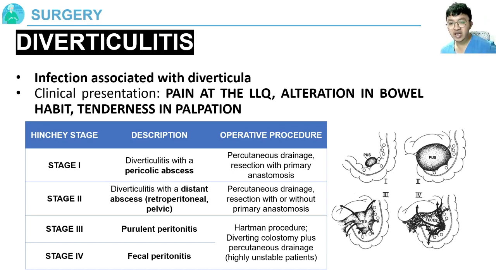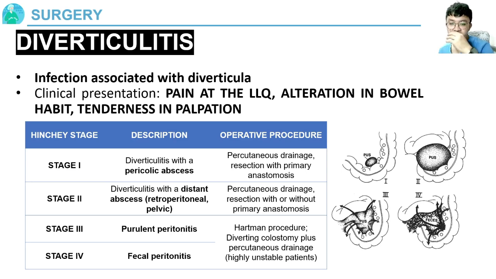So you have 4 types or stages of diverticulitis. Stage 1, you have diverticulitis with abscess just around the colon, pericolic. If it's distant, that's stage 2. It's in the back of the colon or the pelvic area, a retroperitoneal or pelvic distant abscess, that's stage 2. If the peritonitis is already somewhat generalized but it's just made out of pus, that's stage 3, purulent peritonitis. If it's already filled with feces, it's stage 4, fecal peritonitis.